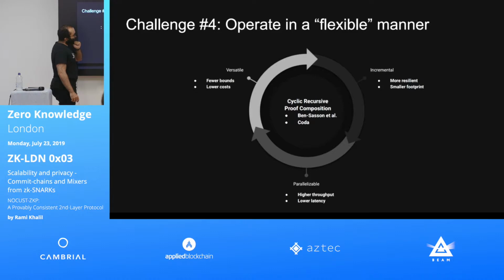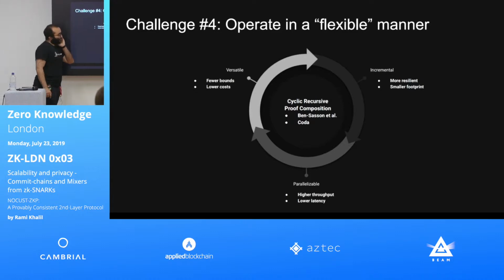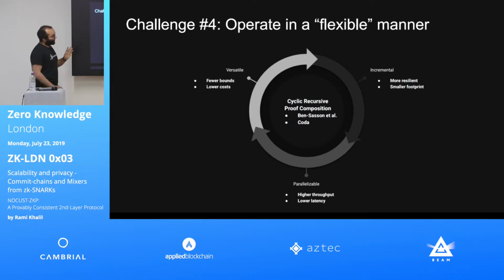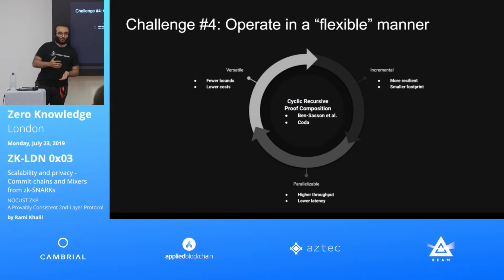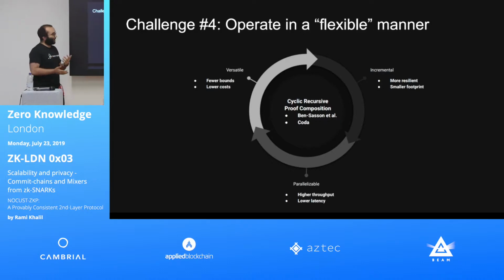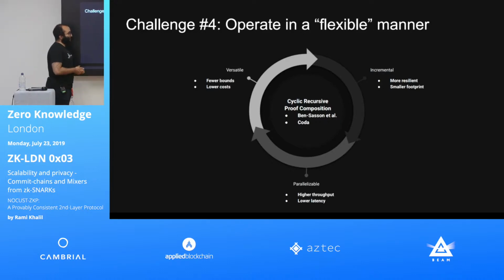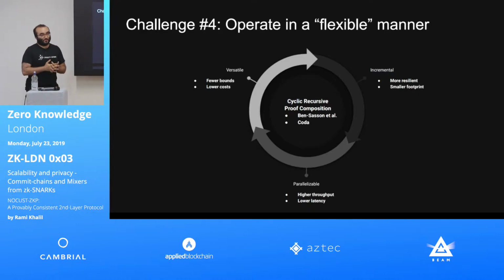So this is something that Coda uses a lot and was proposed by Eli Ben-Sasson from Technion. And it's referred to as proof aggregation or cyclic recursive proof composition. And it really gives you in your design, or in your implementation of the design, a lot of added benefits.